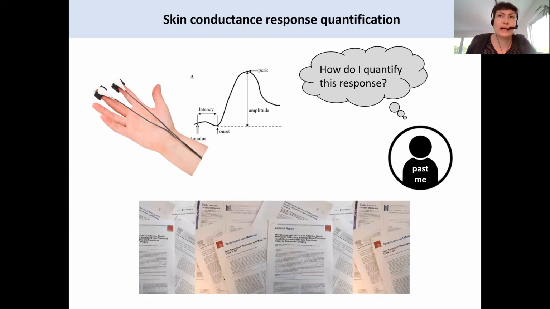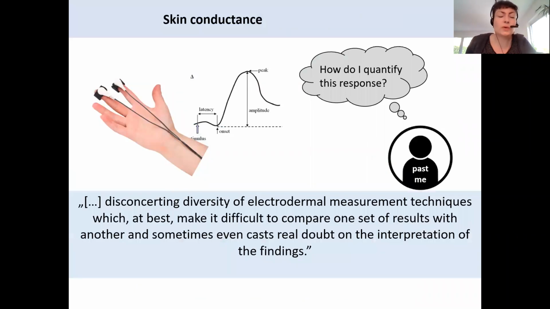What I did was that I had a look into the literature to find out how other people have been doing this and how I should do it. But this left me somewhat confused, and this quote describes my feelings very well, that there was a disconcerting diversity of electrodermal measurement techniques, which at best make it difficult to compare one set of results with another, and sometimes may cast even real doubt on the interpretation of the findings. And this quote is from way before I started my PhD.